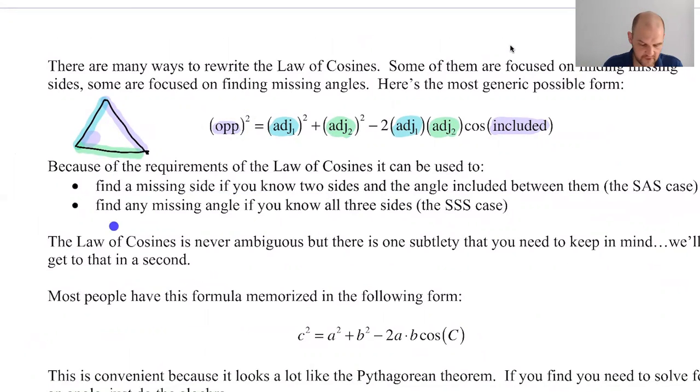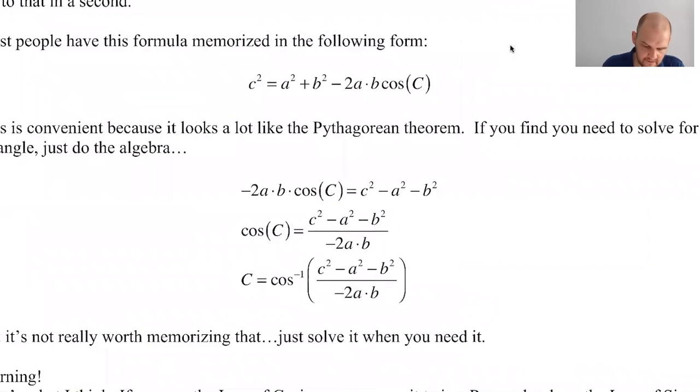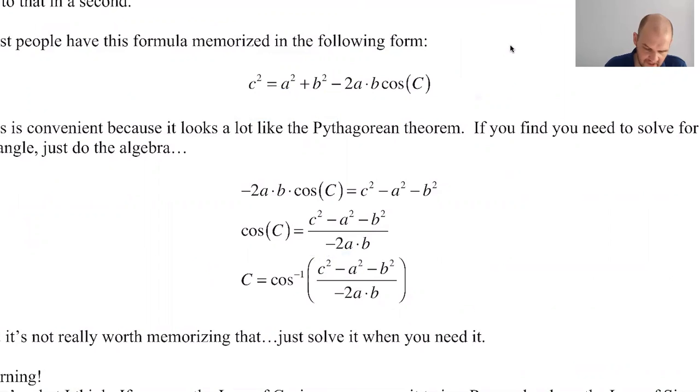If, on the other hand, you knew all 3 sides, you can still just use this. I don't have it memorized in a specific way that will solve for the angle. What I do instead is I start here, and in my head, I just solve. I don't really care that I'm going to divide by a negative. So I'll do c squared, minus a squared, minus b squared, and then divide by negative 2ab, and that gives me cosine of c, and then I do the inverse cosine. So I've subtracted a squared, subtracted b squared, divided by negative 2ab, which is why this is here, and then I have to do the inverse cosine.